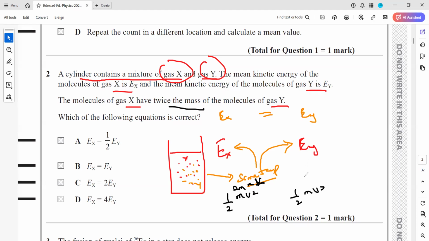And the molecules of Y are lighter, so they will move at a higher speed. But the kinetic energy of X and Y should be the same because they are mixed together and they are in the same container. So the temperature of the container should be the same. That's why the kinetic energy should also be the same. Speeds will be different for the two molecules. I'm not saying speed is the same. Speed will be different, but the kinetic energy will be the same.